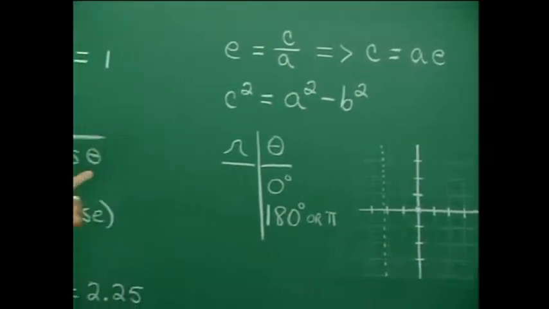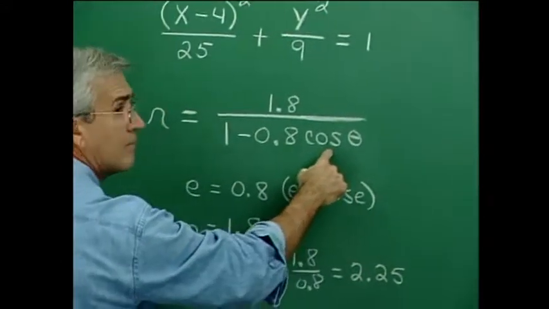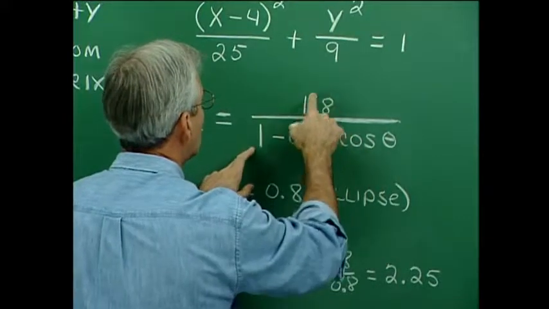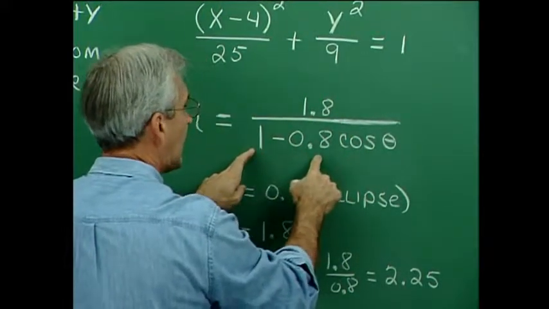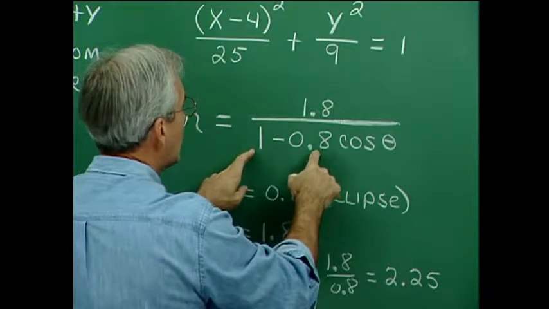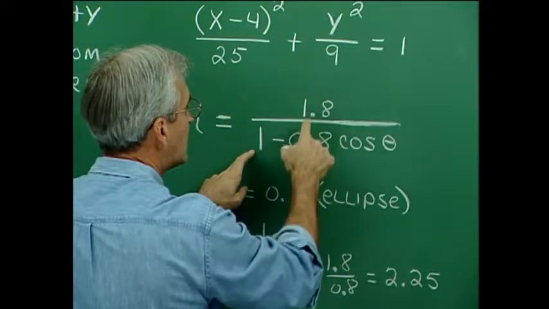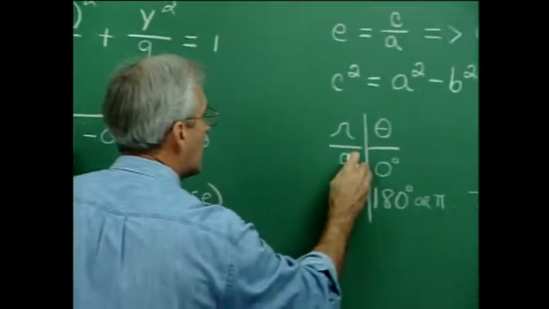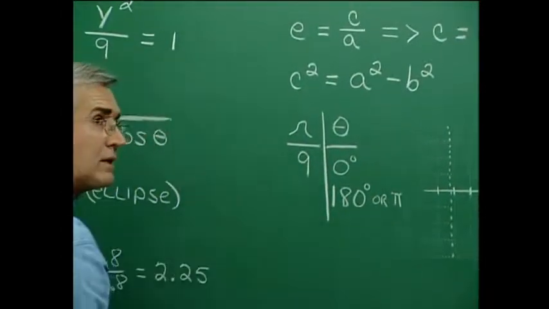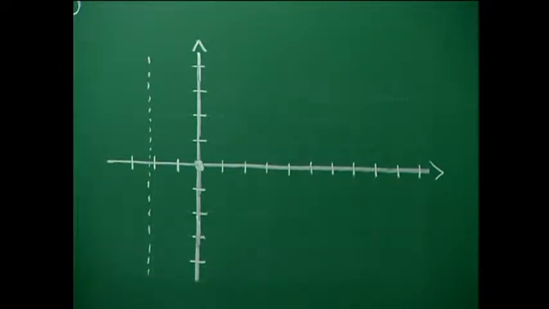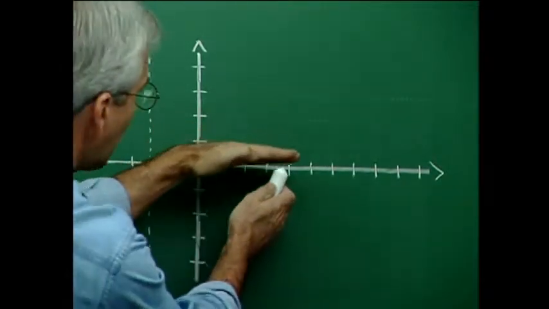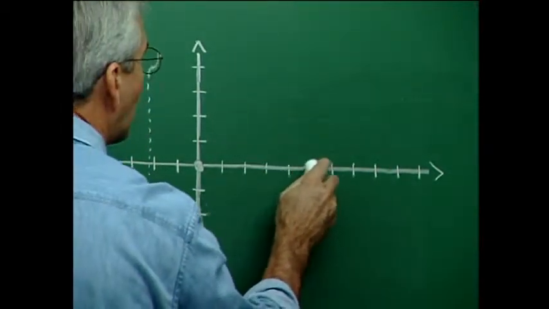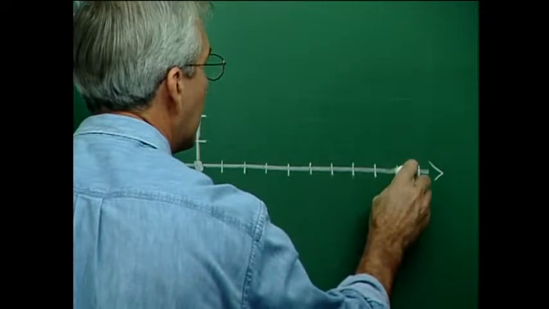All right, if we're talking about 0, the cosine of 0 is 1. And so we would have 1.8 over 1 minus 0.8, that's 0.2. 0.2 into 1.8 goes 9 times. So this then is 9. And now we can plot a point. The point we're plotting is 9, 0 degrees. So 0 degrees means we're going in that direction a distance of 9. 1, 2, 3, 4, 5, 6, 7, 8, 9.